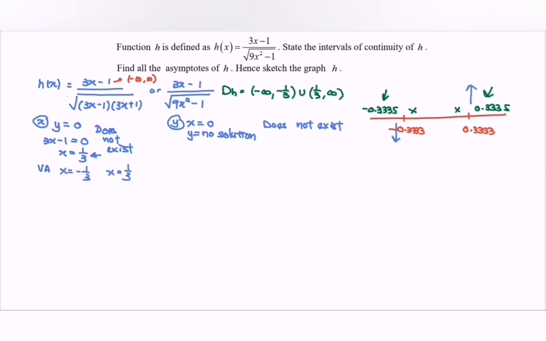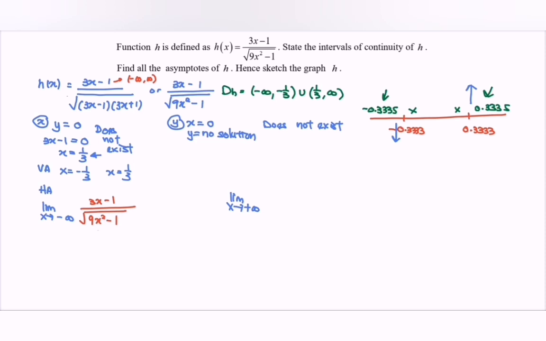So next we are going to find the horizontal asymptote. So limit when x approaching negative infinity, limit when x approaching positive infinity. So kindly substitute the function. So here we have the 3x minus 1 over, we have the 9x squared minus the 1.